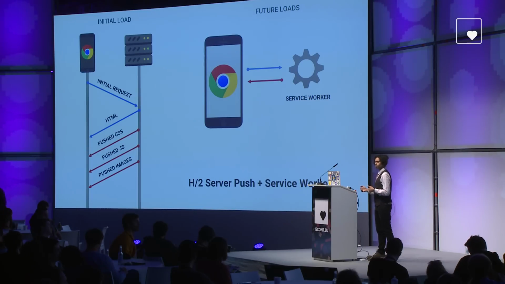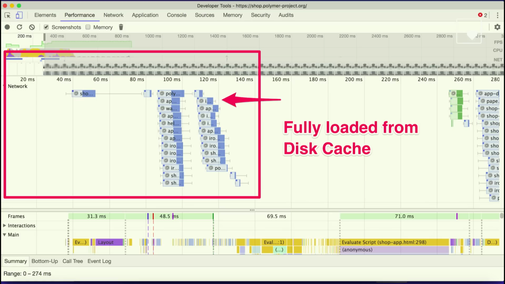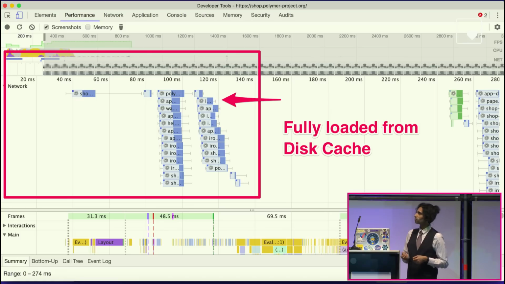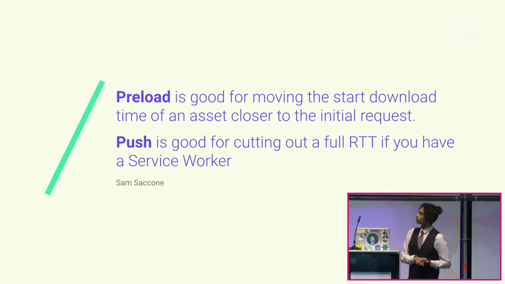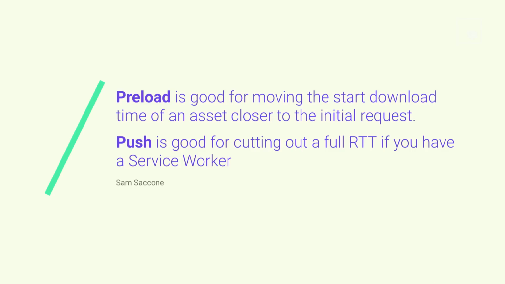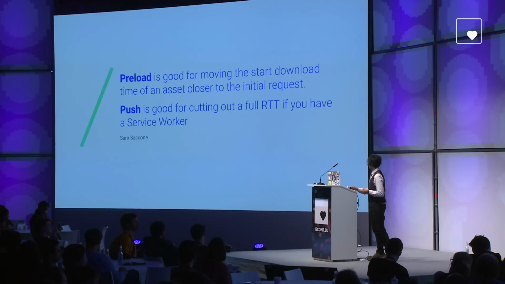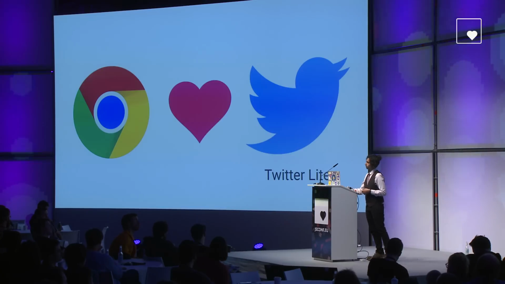If we have a service worker registered in such a way that instead of going to the network every single time that we need more resources to be fetched, we're just trying to get them locally based on what is already cached, we avoid this issue of needing cache digests. And it makes this entire setup relatively sane. For Shop in particular, this meant that on repeat visits, once you tie absolutely everything in purple together, you're actually able to boot up and get interactive in just a few hundred milliseconds. It's quite a powerful pattern. So preload is good for moving the start download time of an asset closer to the initial request, and push is good for cutting out a full RTT if you have a service worker. Thanks to Sam Ciccone for a bunch of the research that he did in this area.